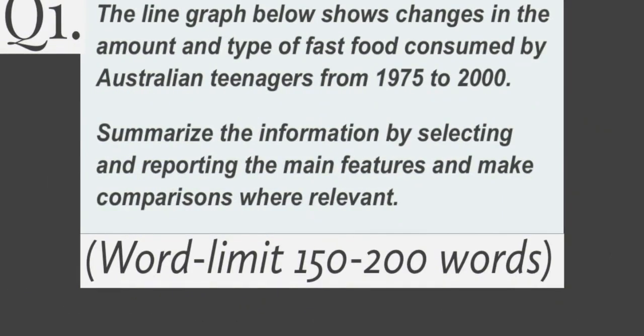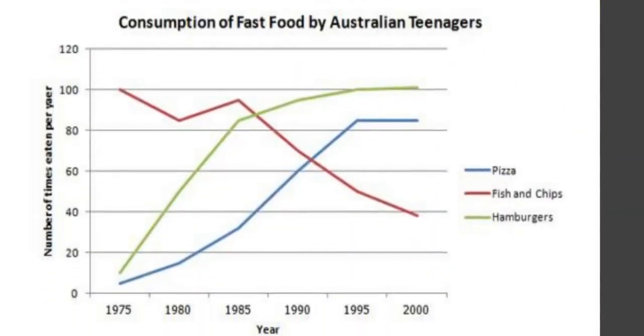So in this video I have taken up the example of a line graph. The question is, the line graph below shows changes in the amount and type of fast food consumed by Australian teenagers from 1975 to 2000, and you have to utilize this information and write an analytical paragraph in about 150 to 200 words. So you should summarize the information by selecting and reporting the main features and make comparisons wherever relevant.